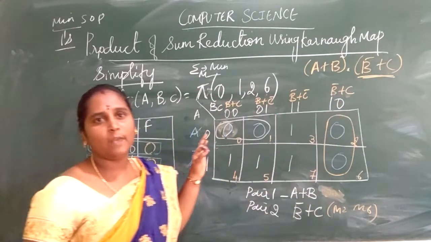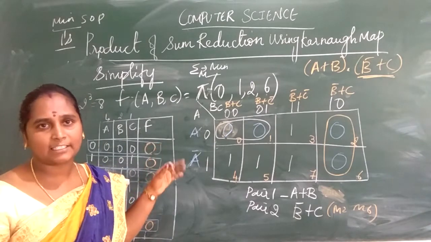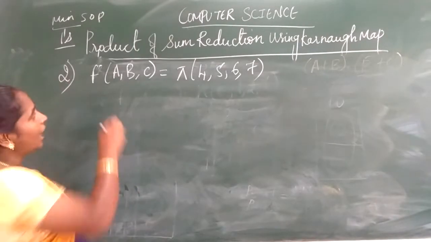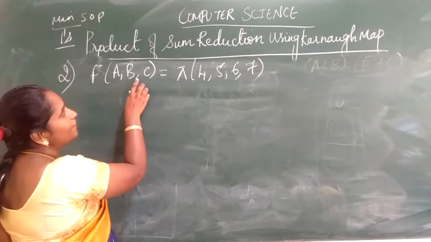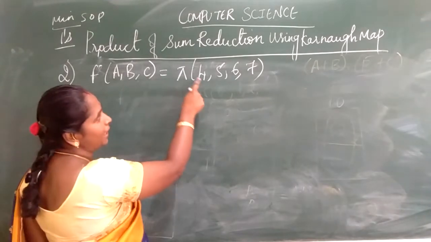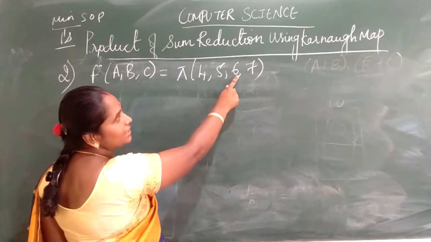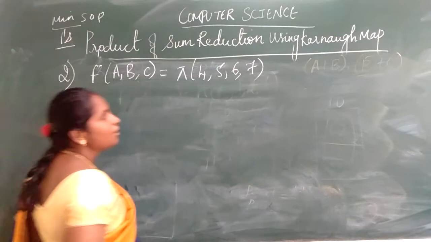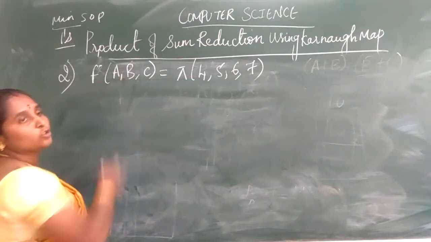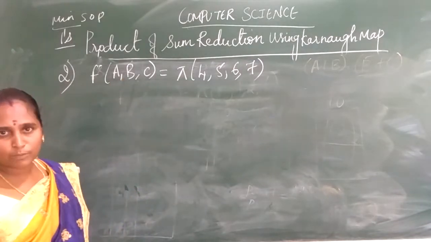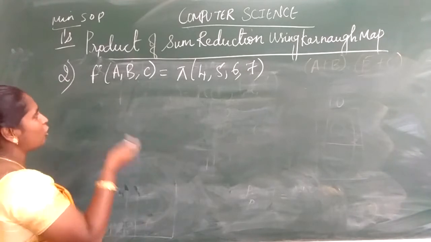Let's see another problem, then you will find it easy to understand. Second problem: f of A, B, C equals pi of 4, 6, 5, 6, 7. There are three inputs, so 2 to the power of 3 is nothing but 8 possible squares to be represented. First we will draw a truth table.